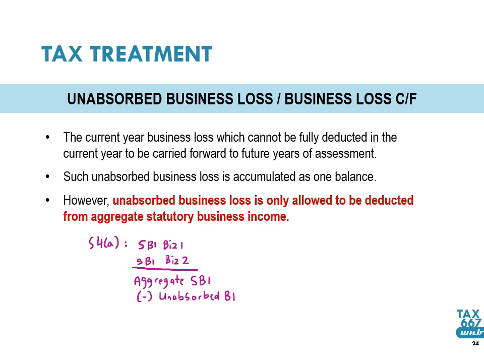What about unabsorbed business loss? Loss tahun ni tapi belum habis guna. Kita boleh carry forward to subsequent years. Such unabsorbed business loss is accumulated as one balance. Maksudnya kalau you ada unabsorbed loss daripada business 1, you akan campur dengan unabsorbed loss from business 2, so from different sources, and it only allowed to be deducted from aggregate statutory business income. Unabsorbed business loss dibenarkan tolak, tapi tolak daripada mana? Tolak daripada aggregate statutory business income. Tolak dekat section 4A sahaja.